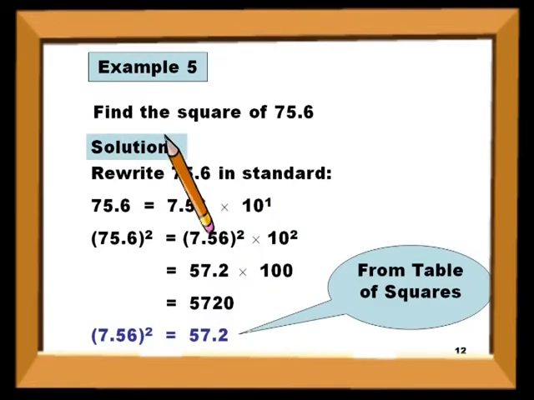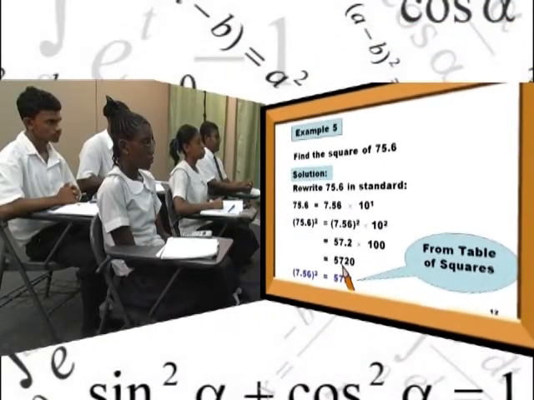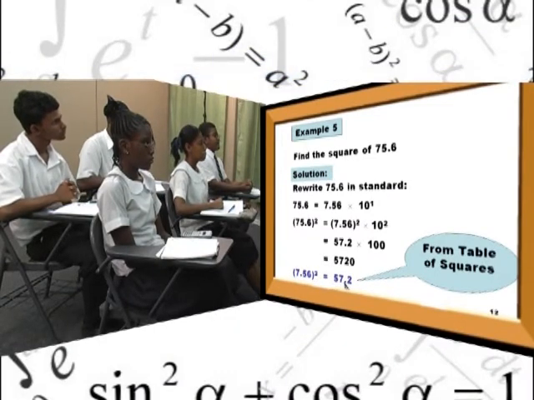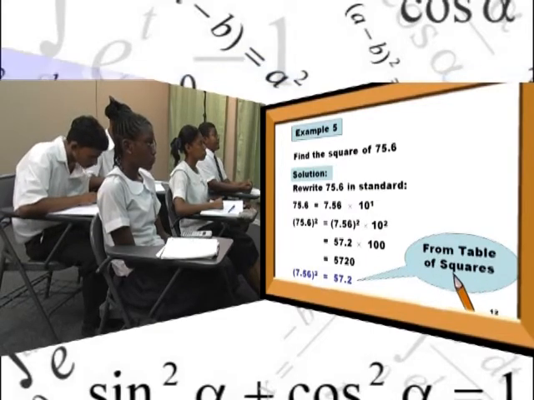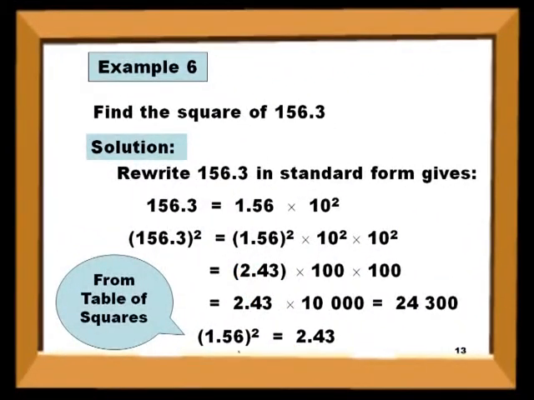Example 5. Find the square of 75.6. Solution. Rewrite 75.6 in the standard form. 75.6 is equal to 7.56 times 10 to the first power. 75.6 squared is equal to 7.56 squared multiplied by 10 squared, equals 57.2 multiplied by 100, equals 5,720. 7.56 squared equals 57.2 from the table of squares.